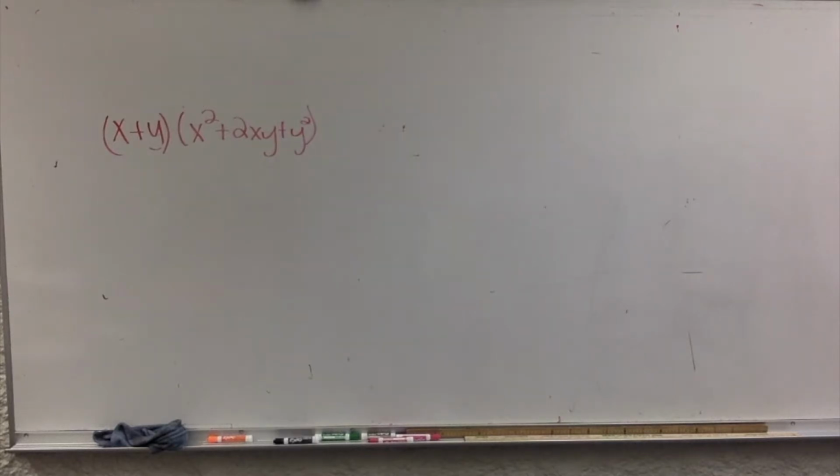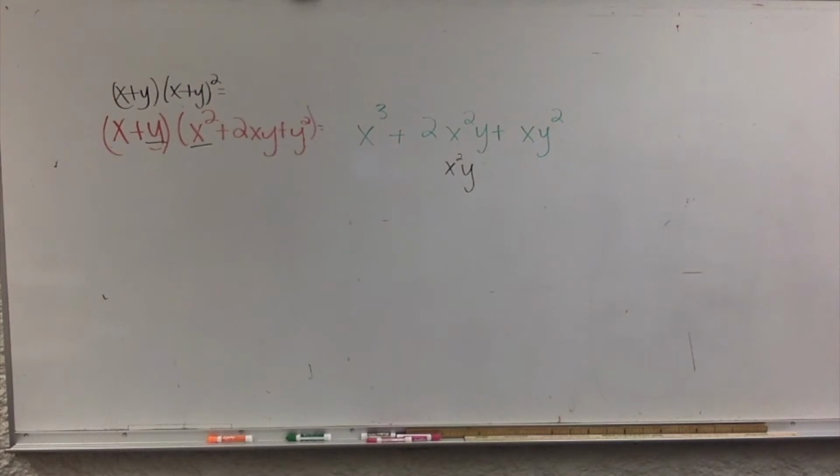Right now we're just going to multiply this binomial x plus y. So here I have x plus y times x plus y squared. That's going to give us x plus y cubed. You get that by taking x times each one of those numbers in the trinomial, and then you take y times each one of those numbers in the trinomial, and then you combine like terms.